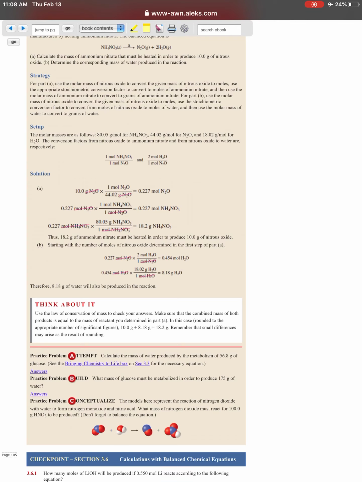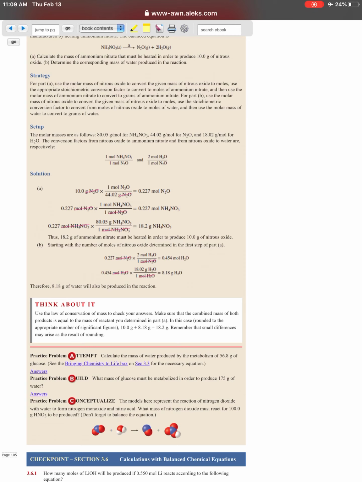In part B, now we're going to do the water. So notice, the more organized you are, the faster this can be. We know from an earlier step in part A that there's 0.227 moles of N2O that was produced. Well, you've got the moles. So now let's use the molar ratio between water and N2O, nitrous oxide. There are 2 moles of water formed for every 1 mole of N2O, 2 to 1. So if you take the 0.227 moles of N2O and multiply that by 2 over 1, you get 0.454 moles of water. So that tells us how many moles of water was produced.